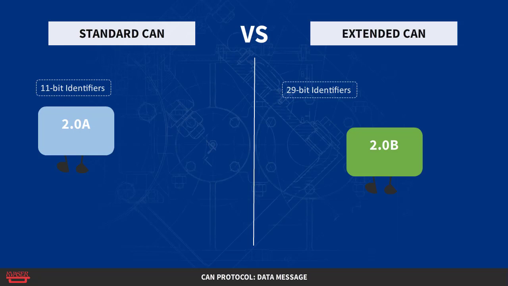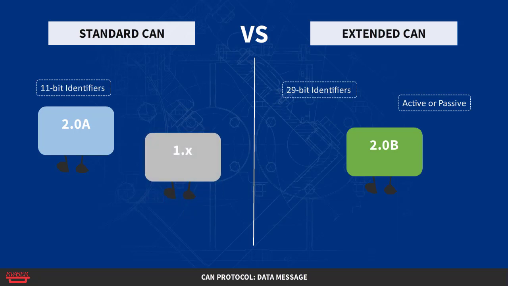A 2.0B node can be either 2.0B active, i.e. it can transmit and receive extended frames, or 2.0B passive, i.e. it will silently discard received extended frames, but see below. 1.x refers to the original specifications and its revisions. New CAN controllers today are usually of the 2.0B type.